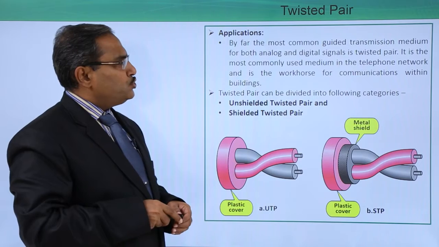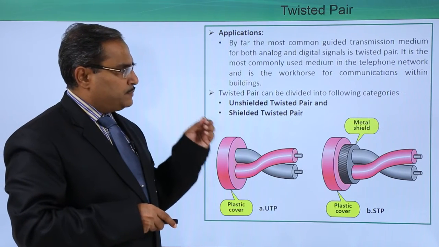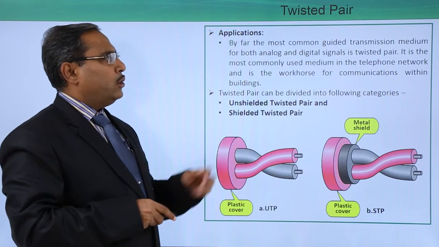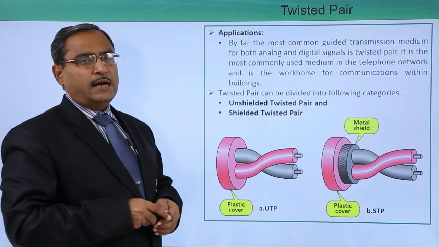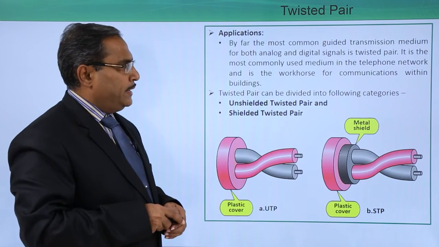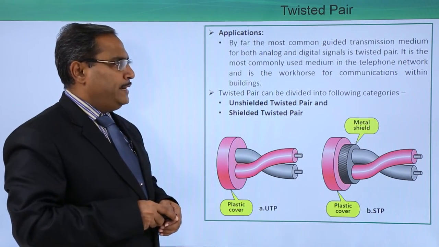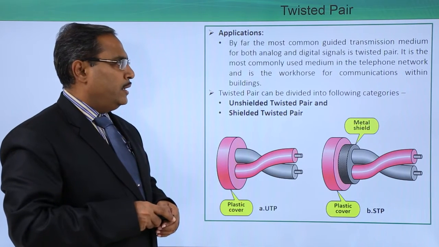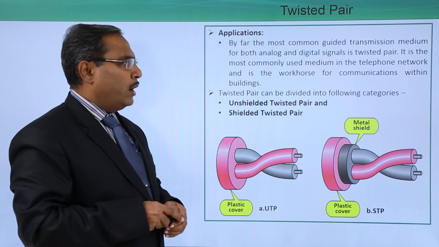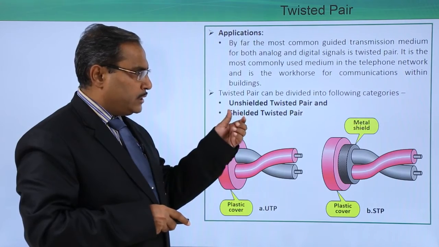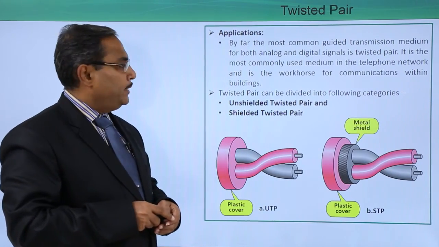By far the most common guided transmission medium for both analog and digital signals is twisted pair. It is the most commonly used medium in the telephone network and also the workhorse for communications within buildings.